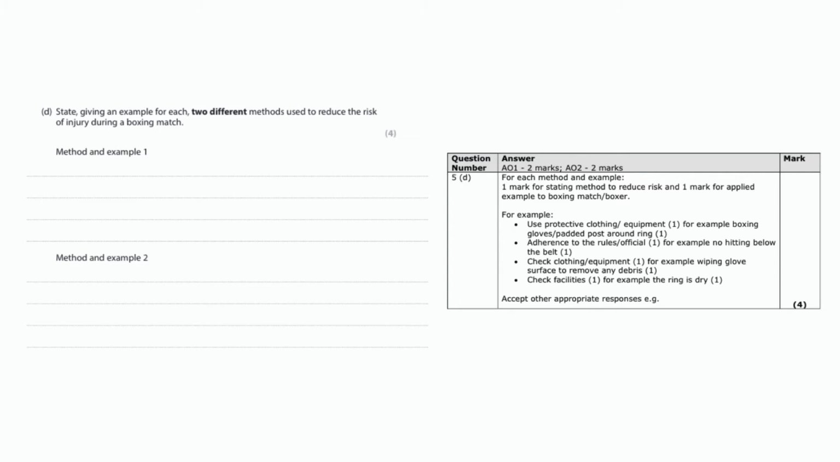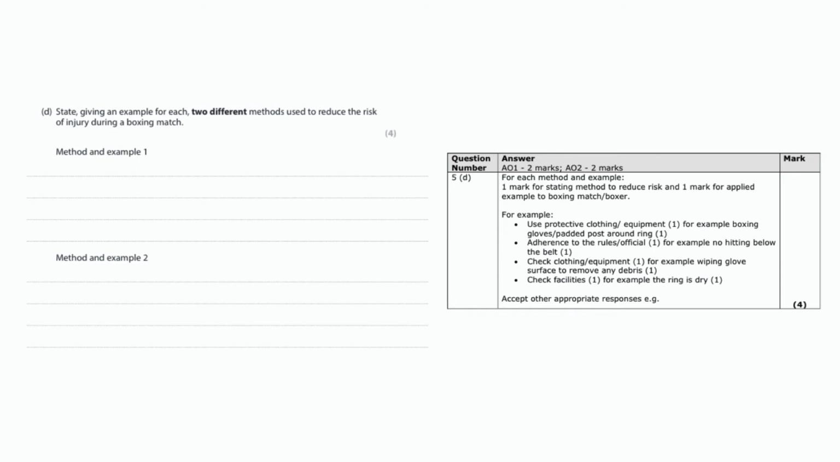So for example, you could say protective equipment, use of protective equipment for 1 mark, and then give an example: the boxing gloves can prevent a fracture to the hand, a gum shield helps to protect the teeth, or in some forms of boxing, there's also a helmet which can help to prevent concussion. If you put any of those examples, that's going to be your 2nd mark.